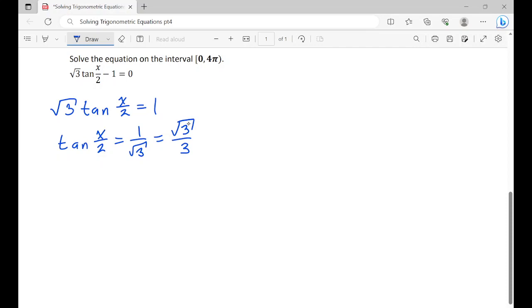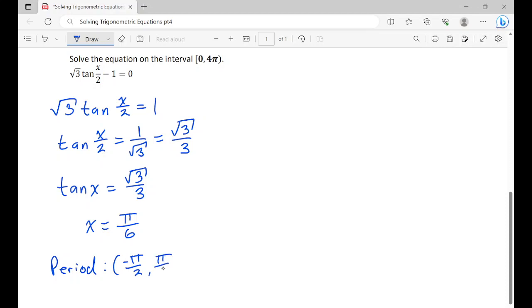Now that's where tangent x over 2 equals. And I have no idea where that is on the unit circle, but I do know where tangent x is equal to root 3 over 3. And I know that is at x equals pi over 6. And I say only pi over 6 because of the period for tangent being negative pi over 2 to pi over 2. And this is the only solution on this interval. Now, I still need to solve for where tangent x over 2 is. So I'm going to take my pi over 6, set it equal to x over 2.